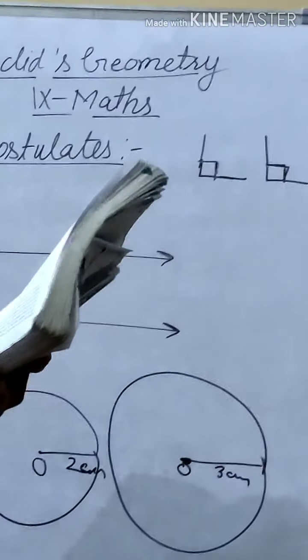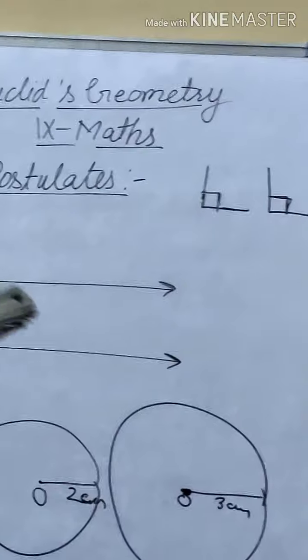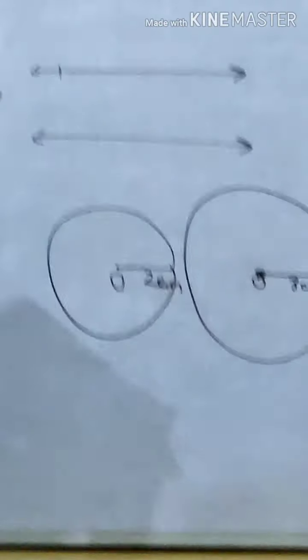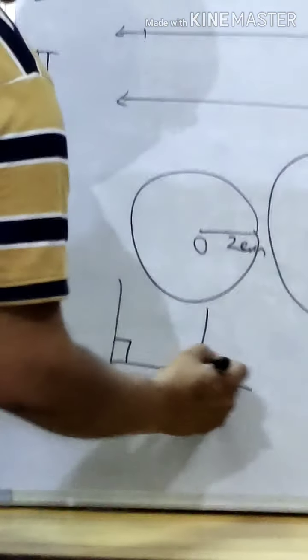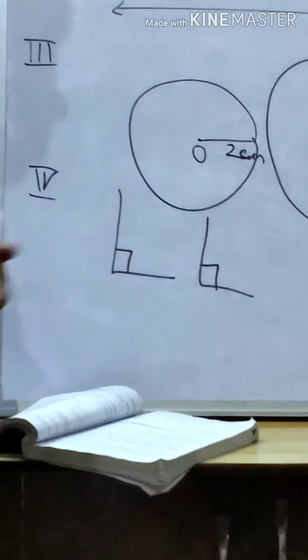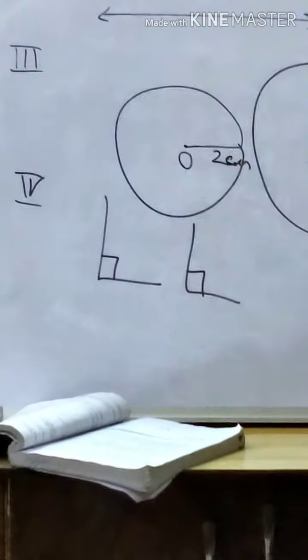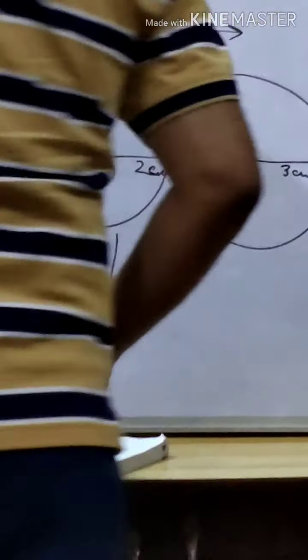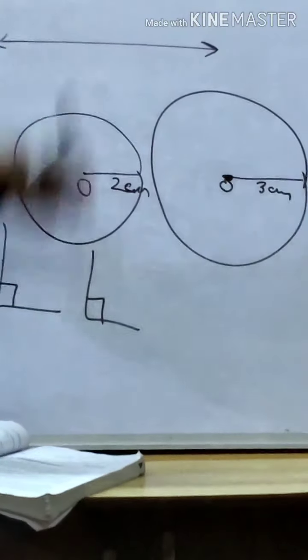Then the fourth postulate says: all right angles are equal to one another. I also told this concept in the starting. If you know very well, this is a right angle, this is a right angle, so all right angles are equal to one another. Clear? I think these postulates are very easy, because you have learned these things already in your lower classes.